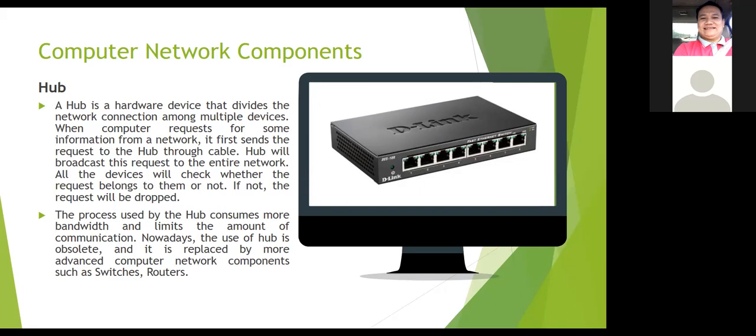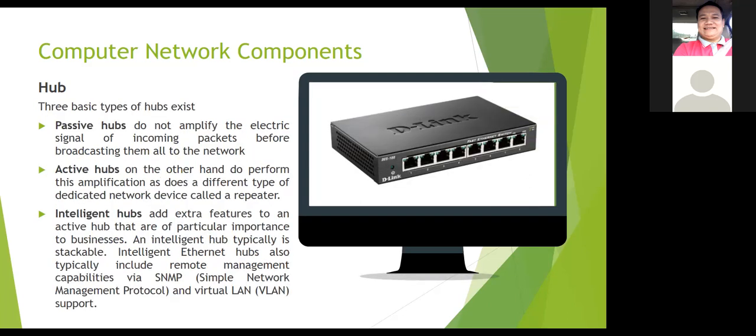Nowadays, the use of hub is obsolete, and it is replaced by more advanced computer network components such as switches and router. We have three types of hubs. We have the passive hubs, active hubs, and intelligent hubs. Passive hub does not amplify the electronic signal of incoming packets before broadcasting them all to the network.